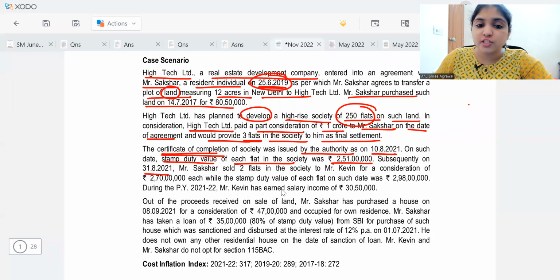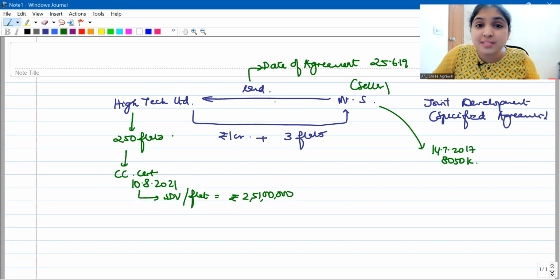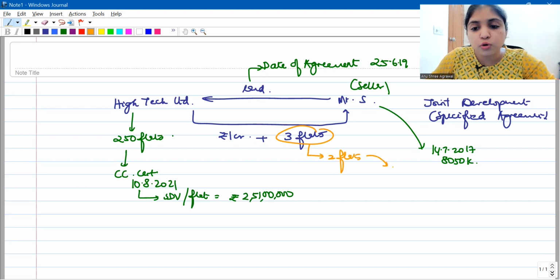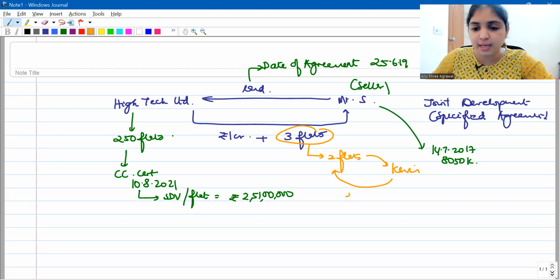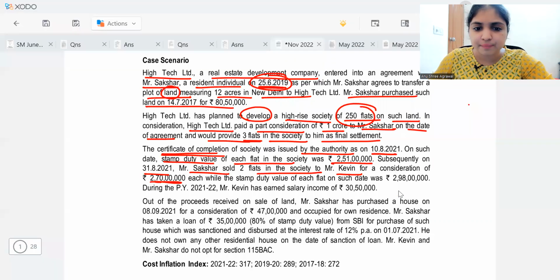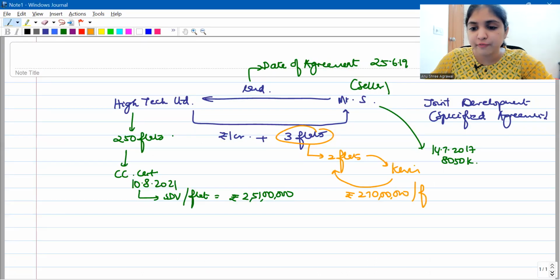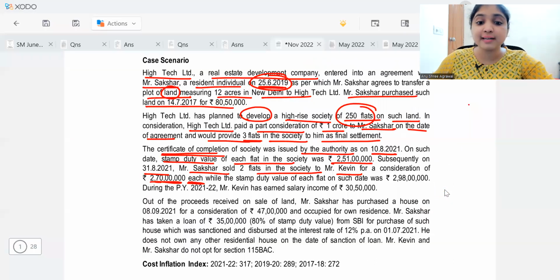On 31st August 2021, Mr. Sakshar sold 2 flats in the society to Mr. Kevin. We just saw, right, that Mr. Sakshar was getting 3 flats from Hitech Limited. So out of these 3 flats, he kept only 1 flat and 2 of the flats he sold to Mr. Kevin. For how much did he sell them? For 2 crore 70 lakhs. In return, Mr. Kevin gave him rupees 2 crore 70 lakhs per flat each. So per flat, Kevin gave him 2 crore 70 lakhs.